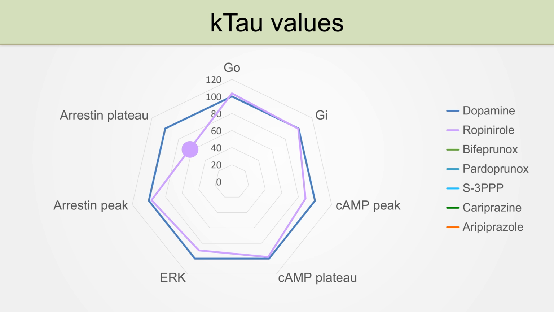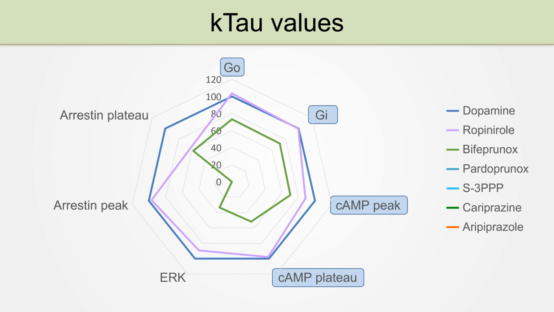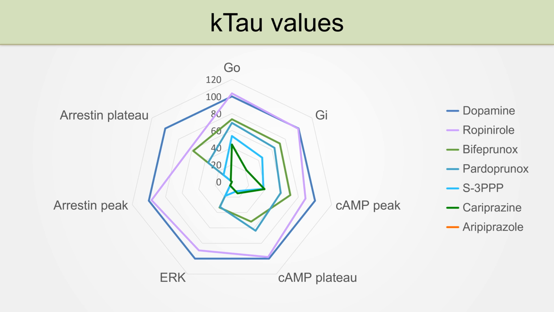to 63%. For bifeprinox, you can see the shape is skewed towards the right, which is where the G protein signaling pathways are. This indicates the compound is biased toward G protein over arrestin. As we go down the list of compounds, the shape stays roughly the same. This indicates the signaling bias is roughly the same. The area gets smaller, indicating the compounds have lower and lower kinetic efficacy.